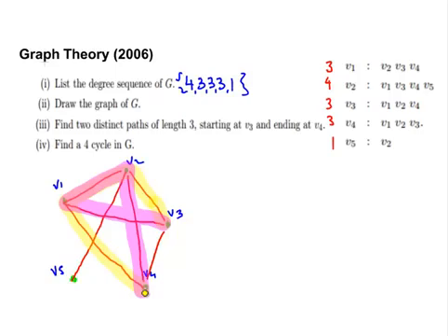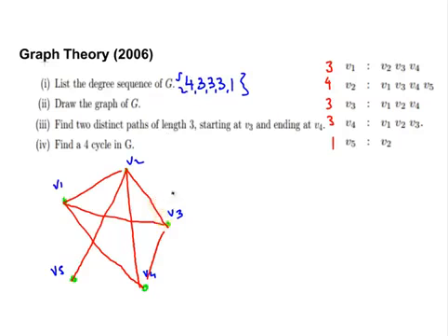Okay, so the next part is find a 4 cycle in G. I just took out a big chunk of the graph. So it gets connected back there, and that gets connected down there. So just put it back as it was.